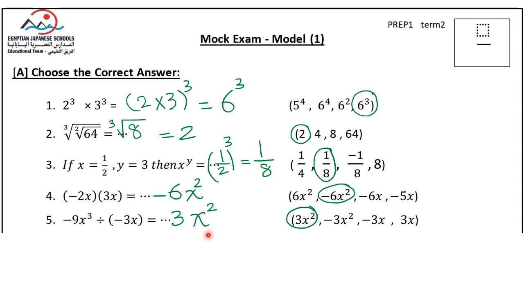Question 5, it is a division. We have negative 9x power 3 divided by negative 3x power 1, as we did in the last example. We'll start with the numerical factor, which is negative 9 divided by negative 3. Negative divided by negative equals positive, and 9 divided by 3 equals 3. And then, since it is a division, we will subtract the powers, so x power 3 minus x power 1. 3 minus 1 equals 2, so the answer should be x power 2.